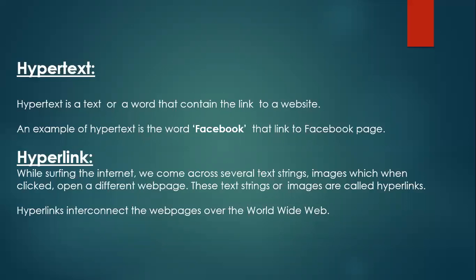Hyperlinks interconnect the web pages over the World Wide Web. Hyperlinks are used to interconnect the pages over the World Wide Web. The complete World Wide Web is a huge database where all the pages are stored. And how are they interconnected? They are interconnected via hyperlinks. So you can say hyperlinks interconnect the web pages over the World Wide Web.